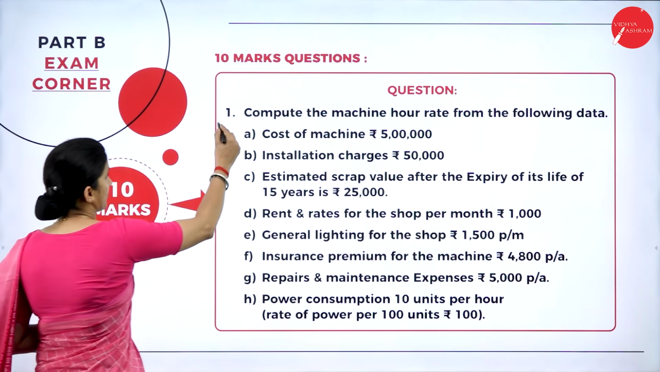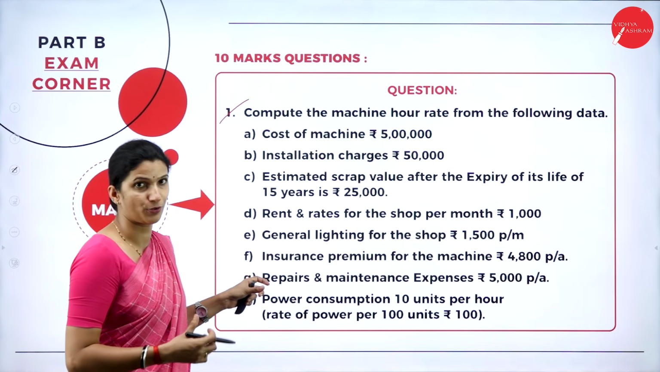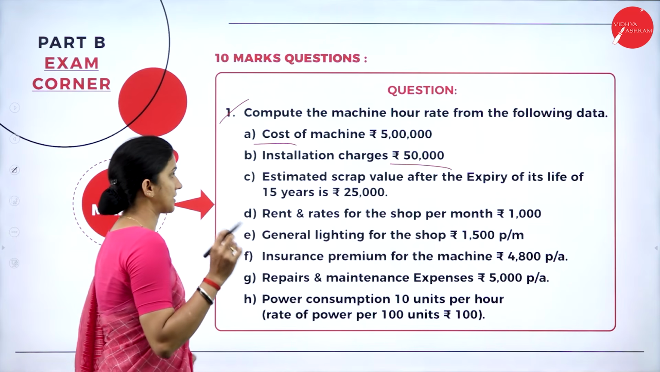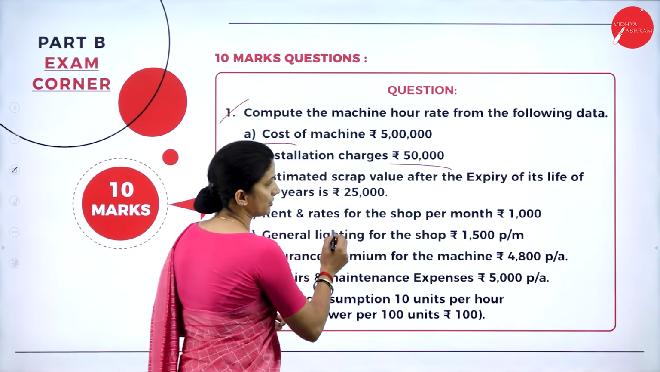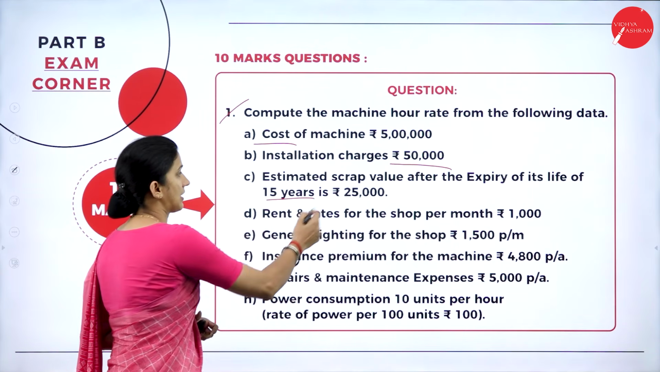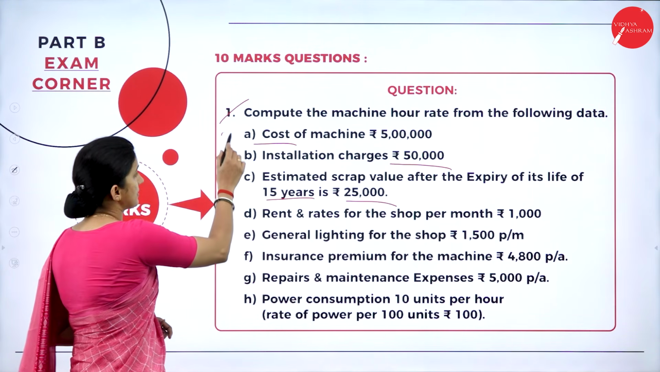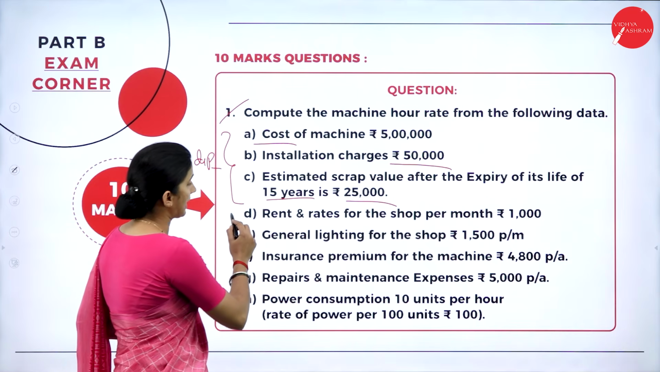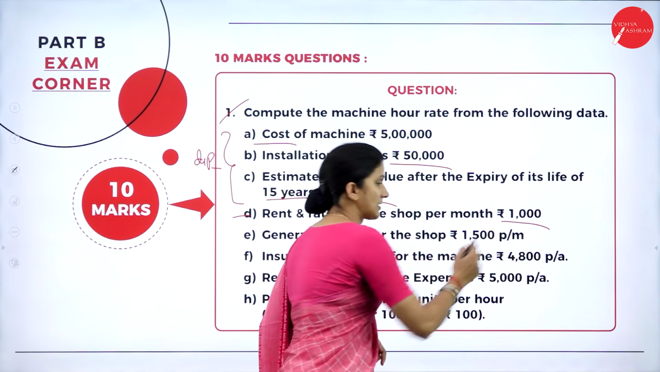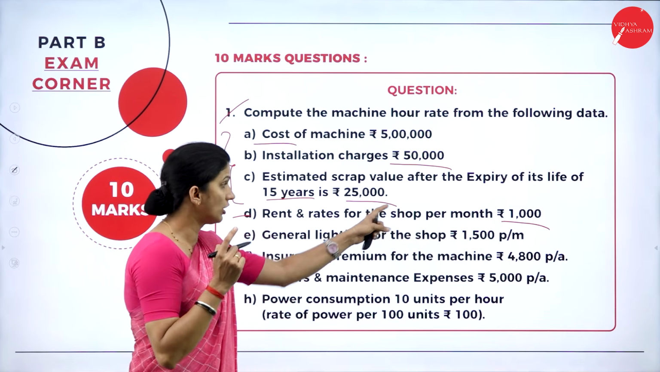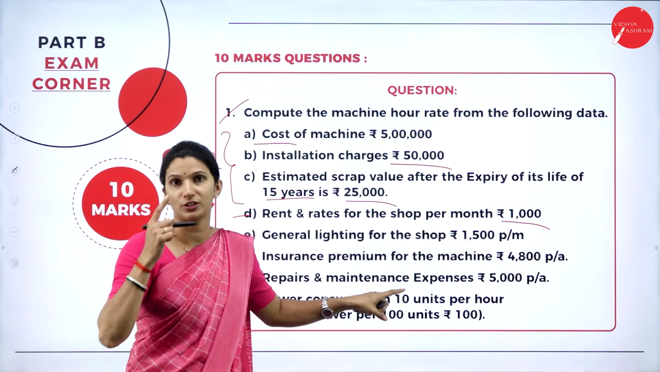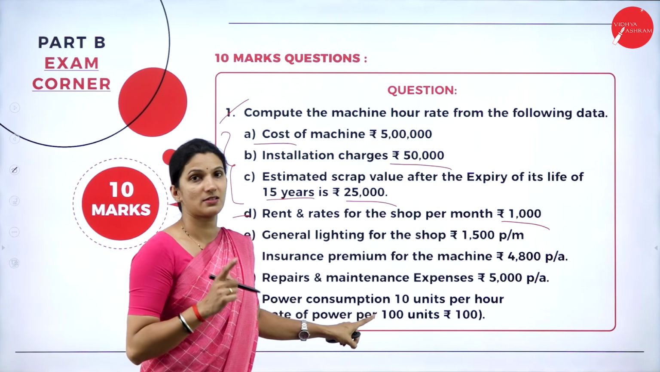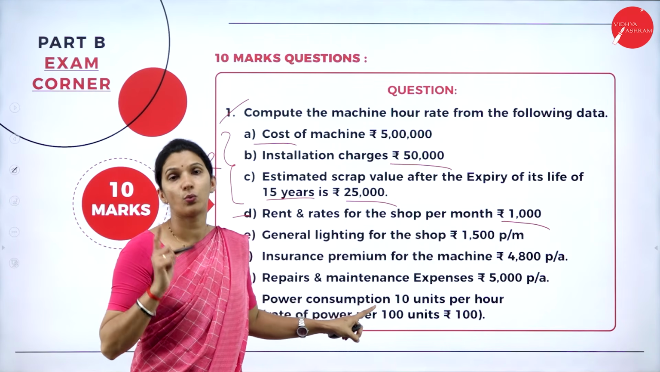So here, the first 10 marks question: compute the machine hour rate from the following data. The cost of the machine is 5 lakh. The installation charges are 50,000, and the estimated scrap value after the expiry of its life of 15 years is 25,000. So these details are given for the calculation of depreciation. And then rent and rates for the shop per month are given. If your base period is a year, all the monthly expenses you will convert for the year. So always be very clear: when your base period is 1 year, all the expenses you take also have to be considered for 1 year.